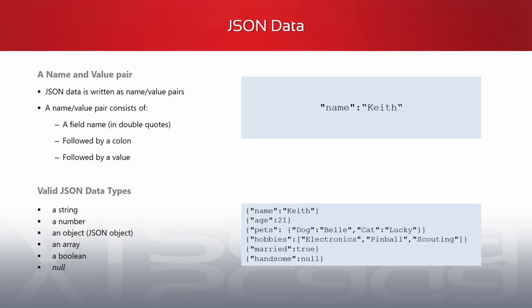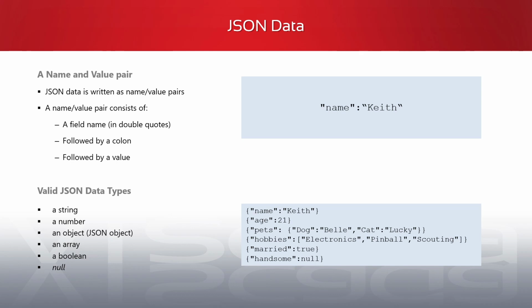The next thing that JSON can hold is an object. And when we say an object, what we actually mean there is another JSON object. So I've given an example here where we've got the name item as pets, and then the value of pets is a JSON object itself, where I've got an item dog and the name Belle, and an item cat, and the name Lucky, my pets.